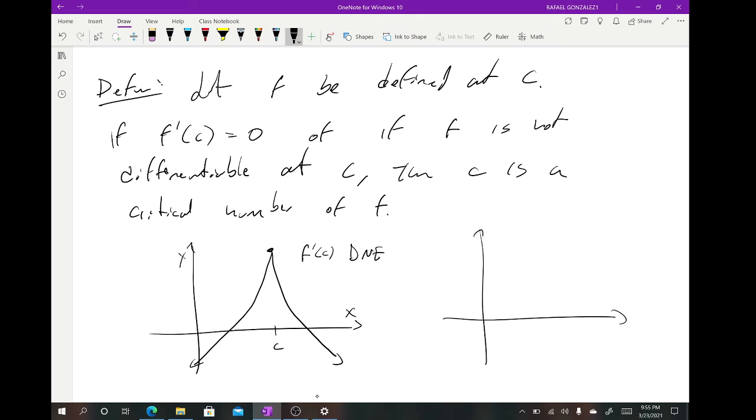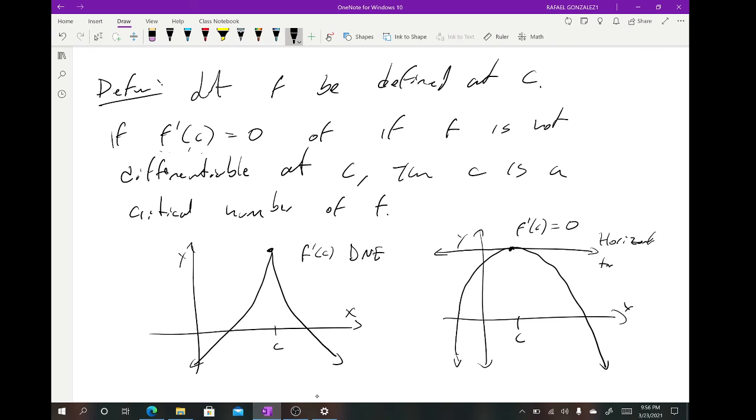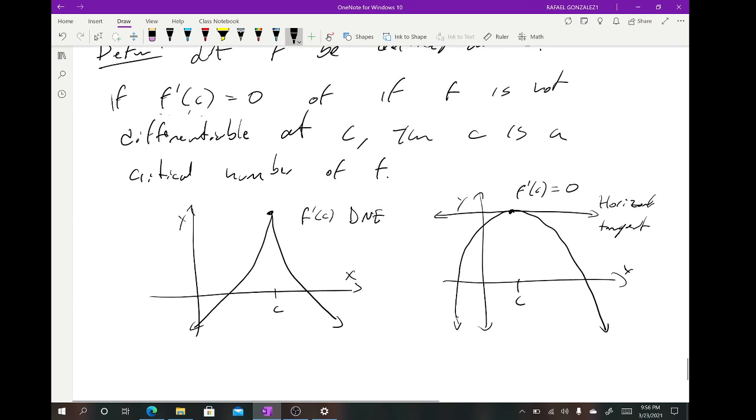Similarly, for the other half, if the derivative is equal to 0, then this is what we have. If you have something like this, a parabola, yeah, it's an ugly looking parabola, then what we have here is a horizontal tangent line at its maximum value. So this is a horizontal tangent.